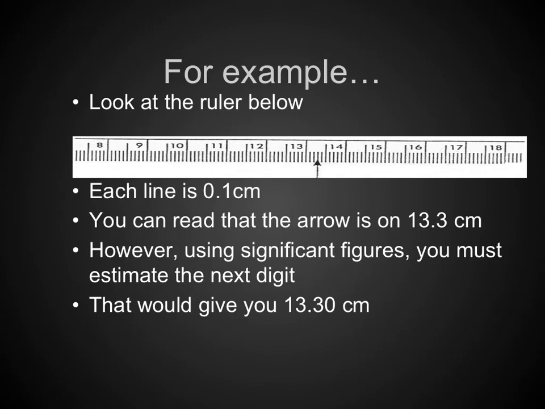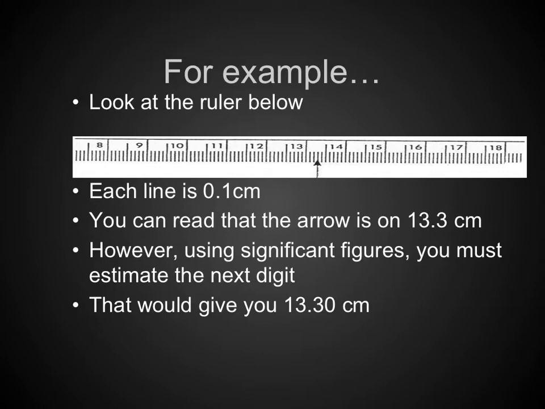Alright, let's take a look at the ruler below. When we measure something with a ruler, you can see this little pointer here. Right there is where we're measuring to. If you were measuring on a ruler with centimeters, you would say it was about 13 centimeters, and then you have 0.1, 0.2, 0.3 centimeters. So you have 13.3 centimeters. Those are the numbers that we know for certain.